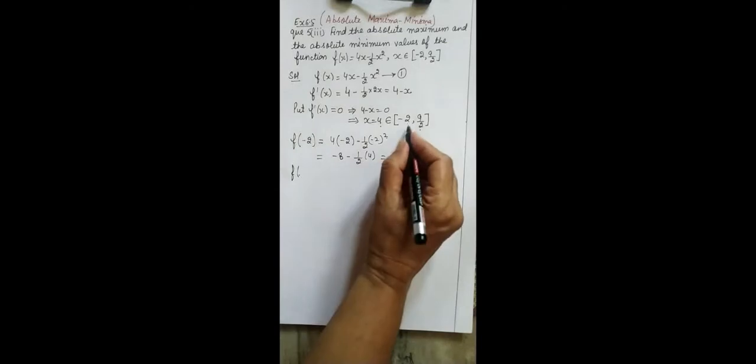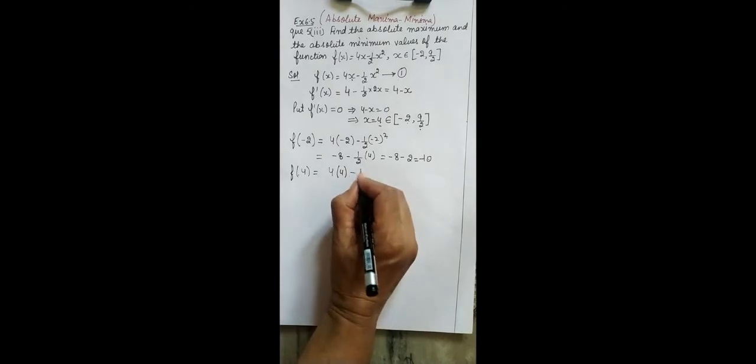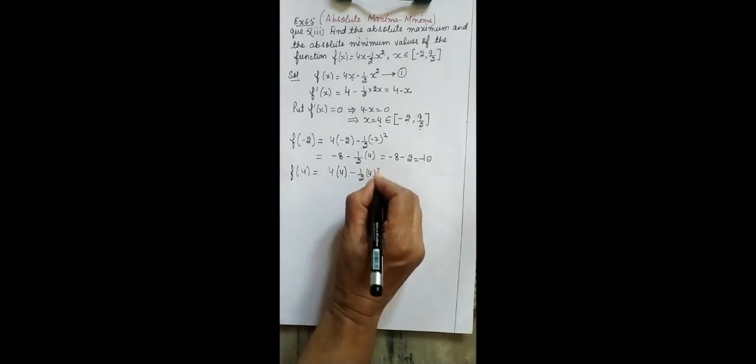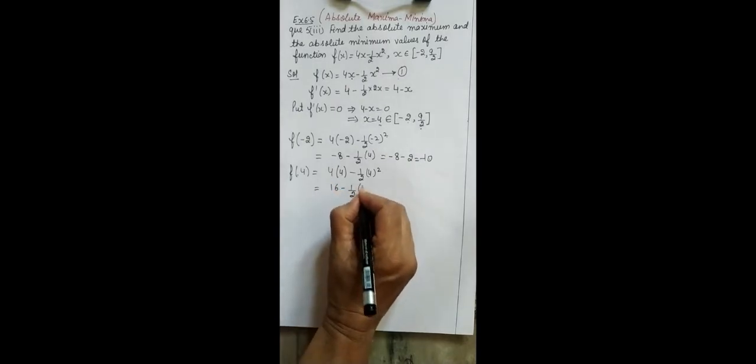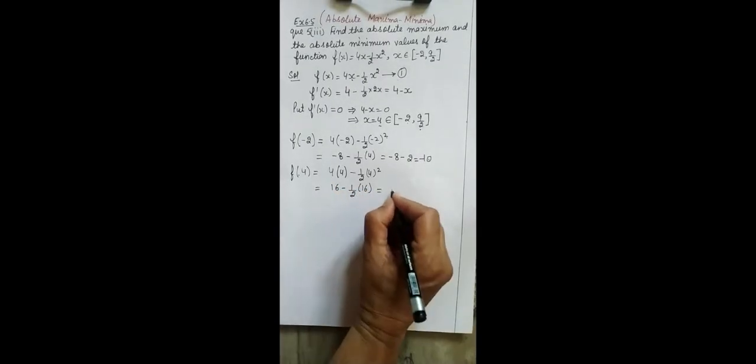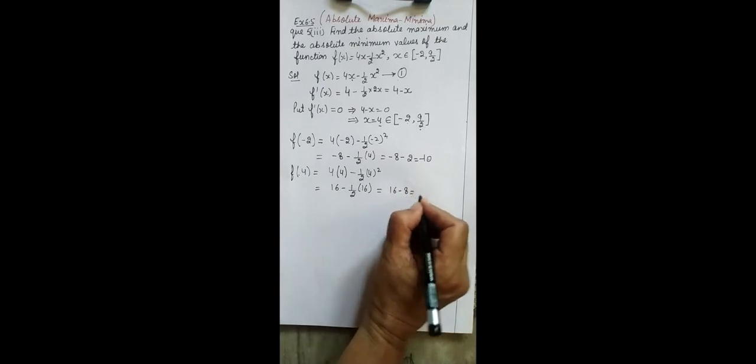Now my next value is 4. So now let us find f(4). Substitute x = 4 in equation number 1. So 4 into 4 minus half into 4², which is equal to 16 - (1/2)(16), which is equal to 16 - 8, which is equal to 8.